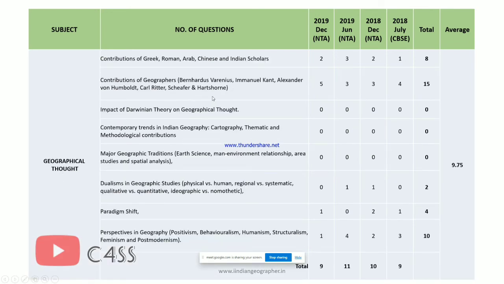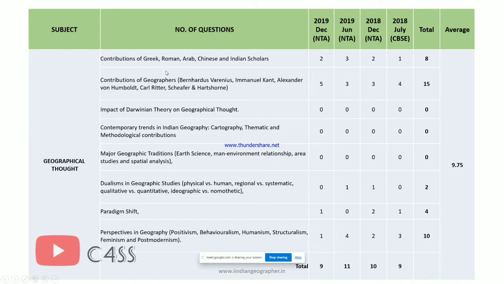Geographic thought, again very interesting. You'll find maximum questions have been coming from the geographers and their contributions, right? And then lots of questions have been coming from all the isms that you study in that: positivism, behavioralism, humanism, structuralism, etc., right? So this is something which gives lots of impetus, because more than 10 questions have been seen in the examinations from this particular section, right?